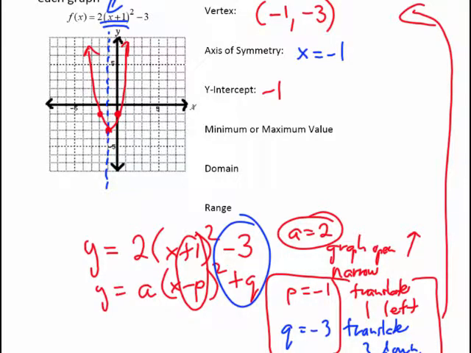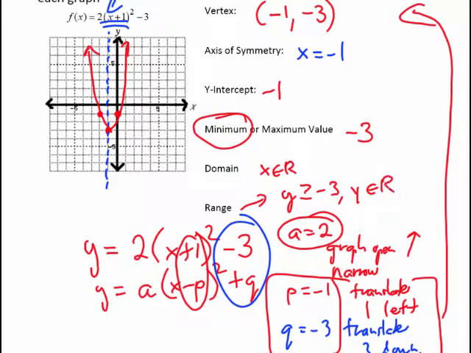The minimum value of the graph, it's a minimum because the graph opens up. The minimum value is the y value. There's a minimum value of -3. The domain of a parabola, of a quadratic function, is all reals. And the range, as we can see, is a low y value of -3 and anything above that. So y is greater than or equal to -3, where y is a real number.